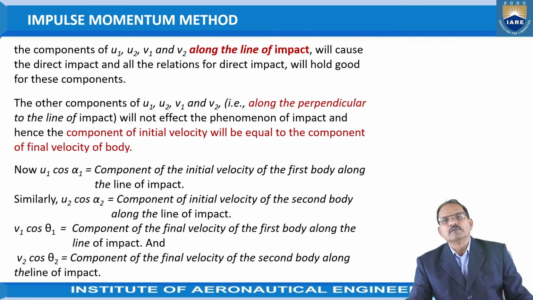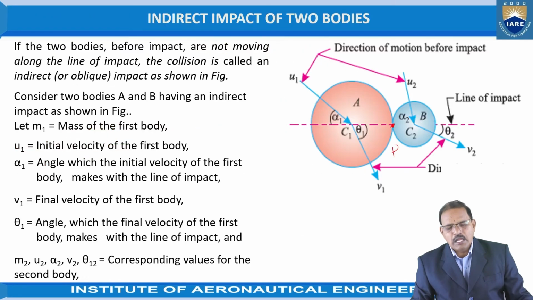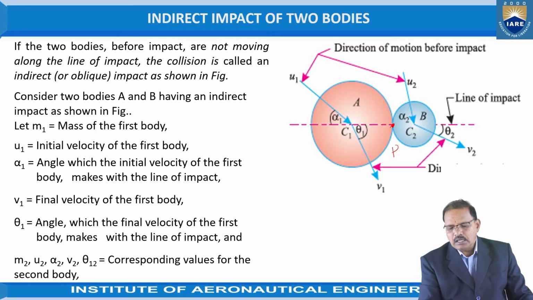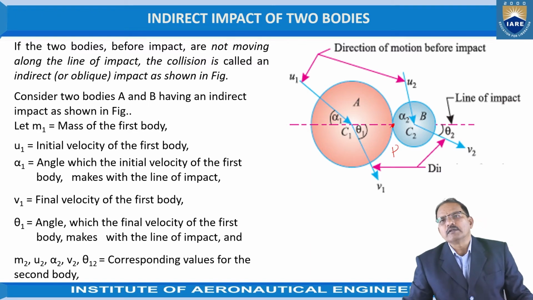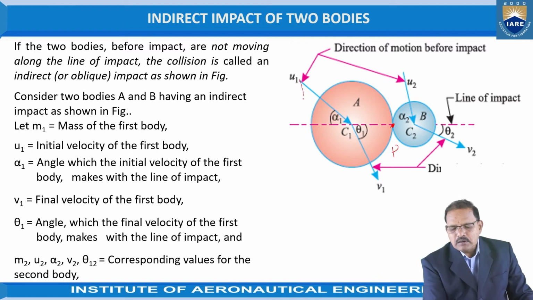The components of velocities u1, u2, v1, v2 along the line of impact are shown in figure. Here u1 is representing the velocity of the first body making an angle with the line of impact. Here we are resolving this velocity into two components. One is perpendicular to the line of impact, one more is along it. These two are there.